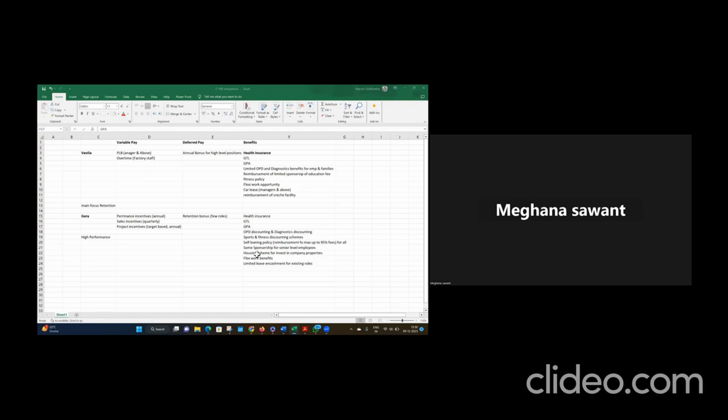On the developmental aspect, we have the self-learning policy which is defined for all the employees, wherein if you're taking up a course which is pertaining to your role, whatever fees you have paid and you're able to deliver to that, you are reimbursed up to 95% of the fees that you have paid. Now, this policy is applicable to all, but for certain roles, that is, AVP and above, we do have sponsorship for the premium B school management courses which are there.